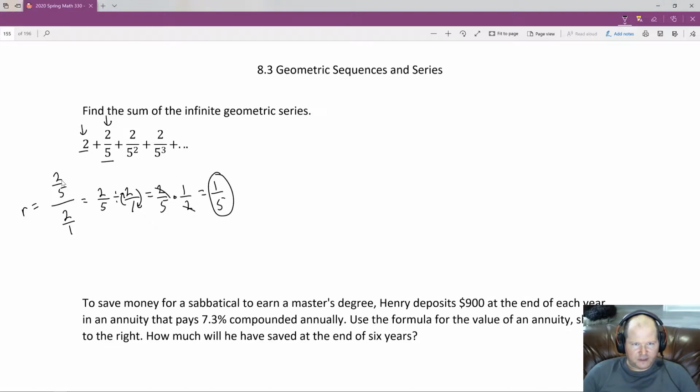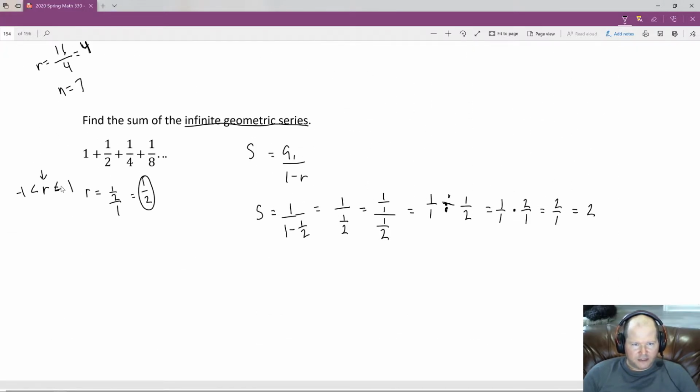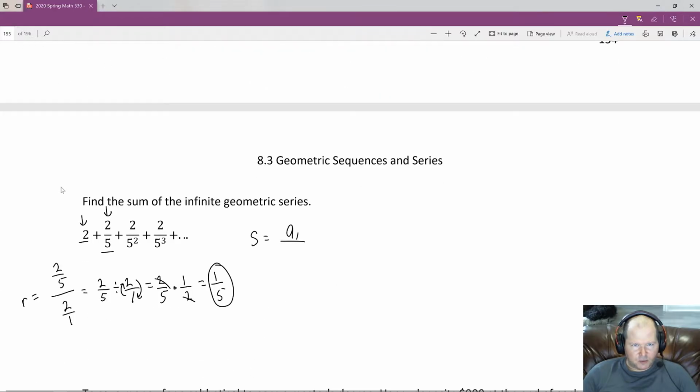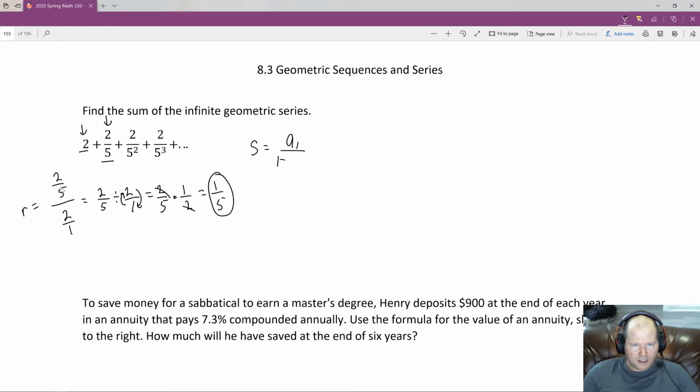So the sum of the infinite series, S, is equal to the first value divided by 1 minus r. Okay, so we plug everything in. We should know the first one is a 2. 1 minus 1/5. So we plugged in the first in the series, which is 2, and we plugged in our r, which is 1/5. So we say 2 divided by 1 minus 1/5, which is 4/5.